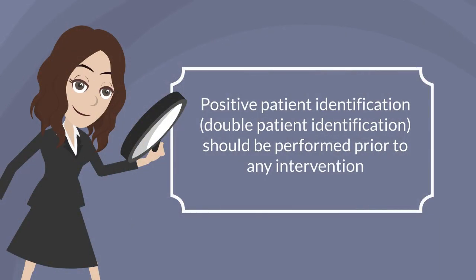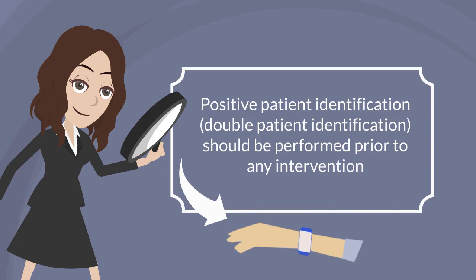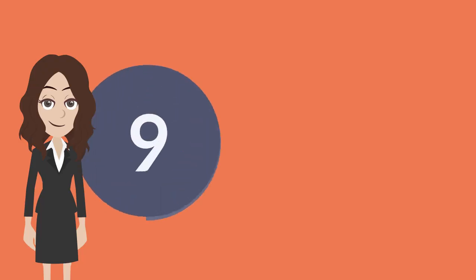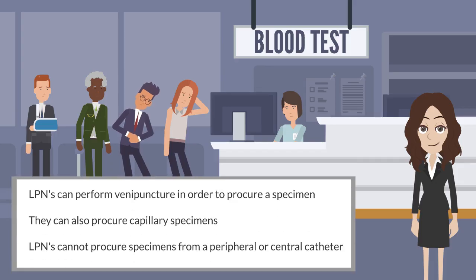Just a reminder, positive patient identification, also known as double patient identification, should be performed prior to any intervention. 9. Introduce an instrument into a peripheral vein according to a prescription to obtain a sample. LPNs can perform venipuncture in order to procure a specimen. They can also procure capillary specimens. LPNs cannot procure specimens from a peripheral or central catheter.